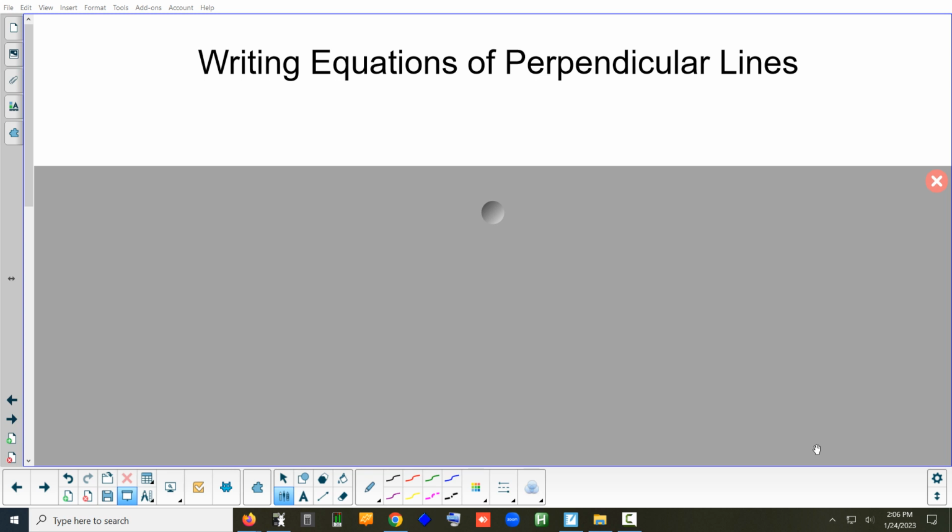So last time we looked at writing equations of lines that are parallel. Remember, parallel lines look like that. And what do we know about the slopes of parallel lines again? The slopes are, Dorian? The same. Now, perpendicular doesn't mean parallel. Does anybody know what perpendicular means?